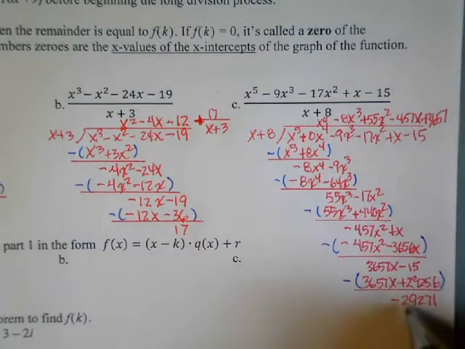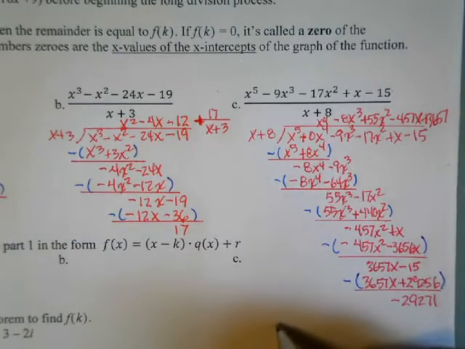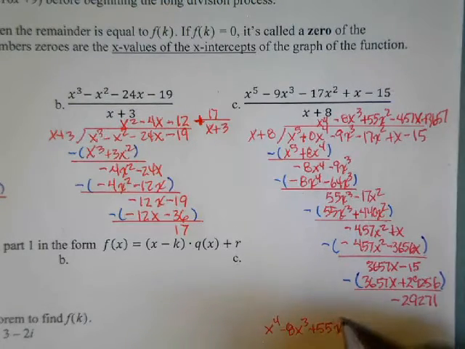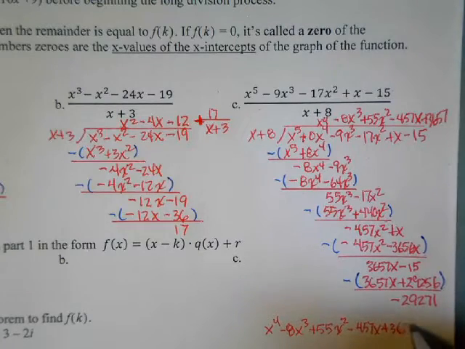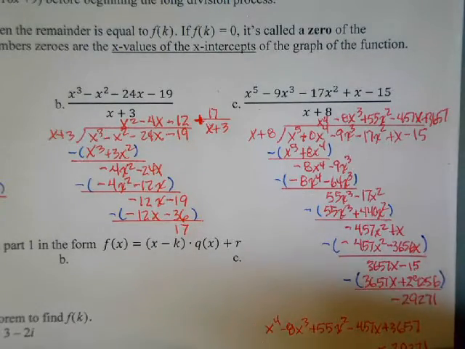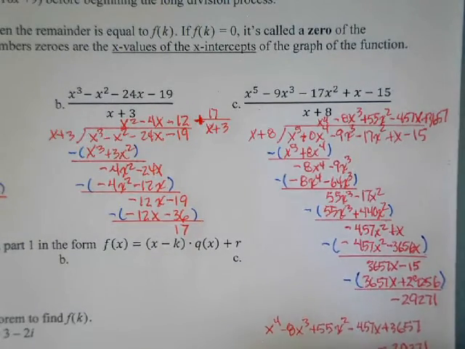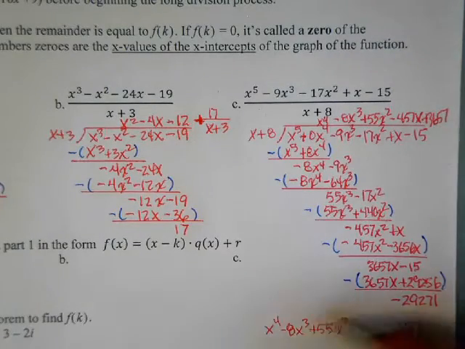So the answer actually comes out to be x to the 4th minus 8x cubed plus 55x squared, subtract 457x plus 3657, and then subtract 29,271 all over the x plus 8. And so all of this is the answer to part C there.